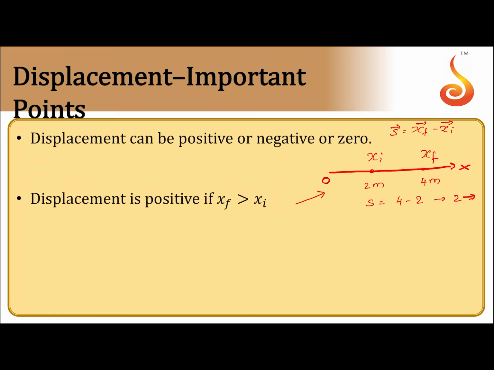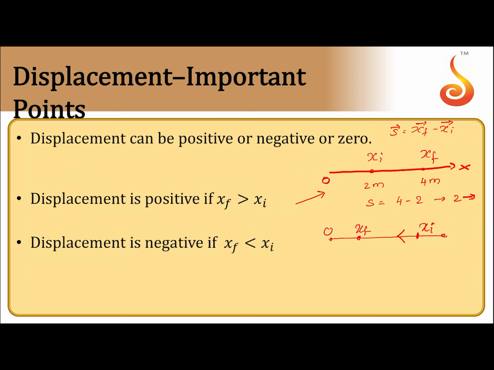Now, if I consider the second situation, for example, here the origin is here, the particle's journey began from this position and it ended here. Now, look at it, displacement is negative, isn't it? Because the final position is less, initial position is more. For example, this is 2 meters, this is 4 meters. So what is the displacement now? I should write it as 2 minus 4, it is minus 2, that is actually along negative x axis.